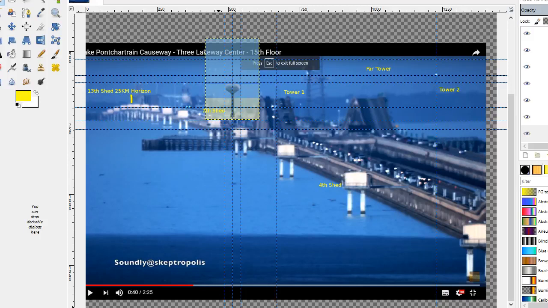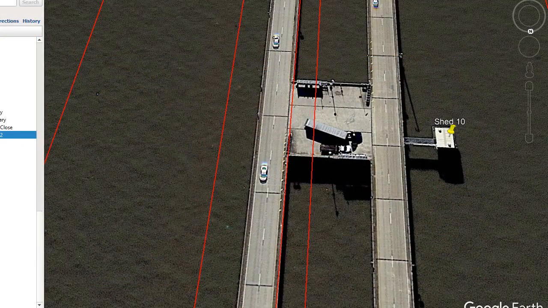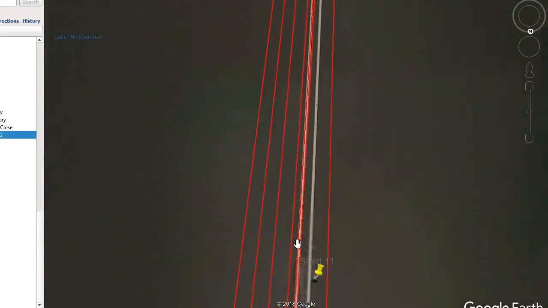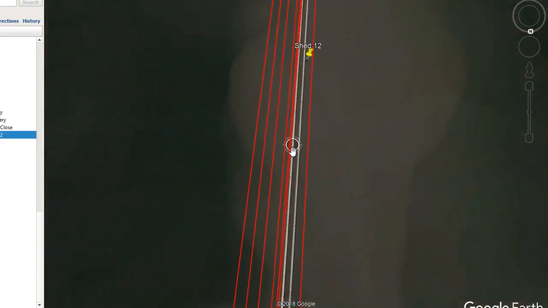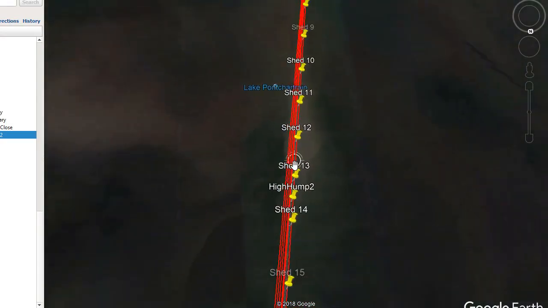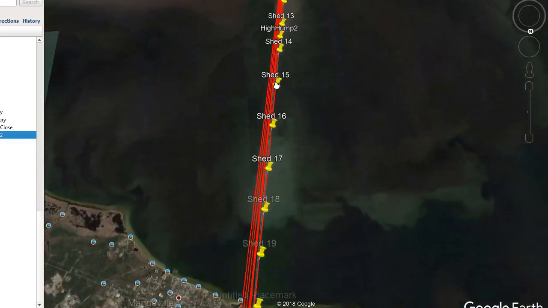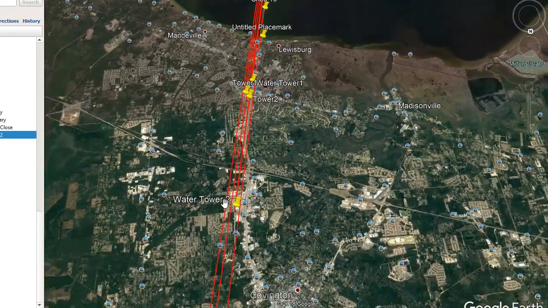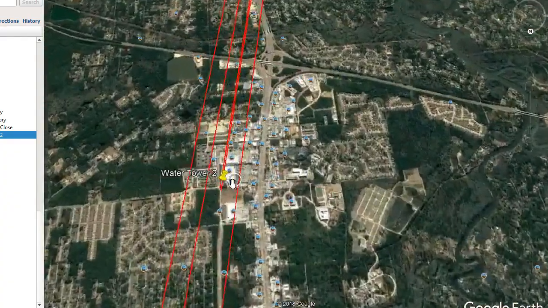It's looking like, and I'll just show on Google Earth the other things I've found. I marked out all the sheds so I have an easy reference, and then the hump locations and everything for lining up my lines, making sure they intersect at the right places on the photograph, and so far everything's very close.